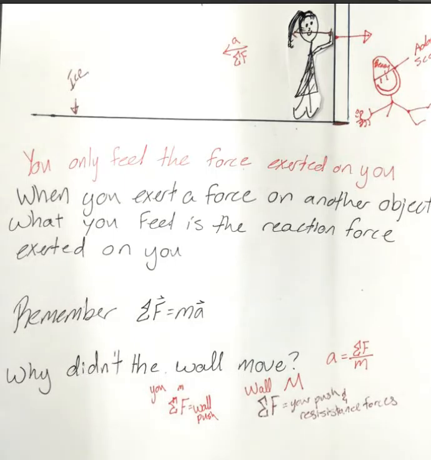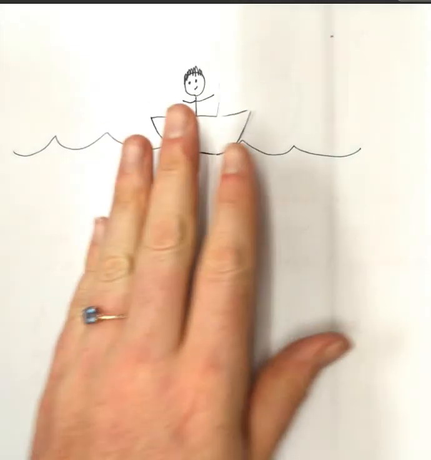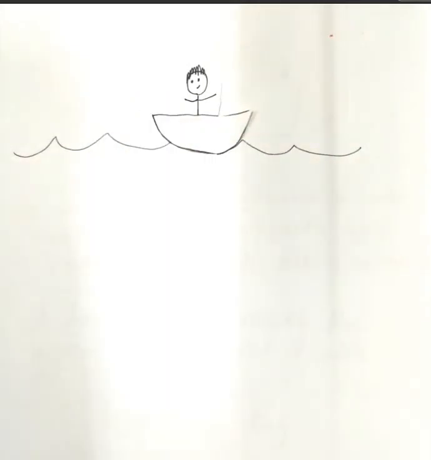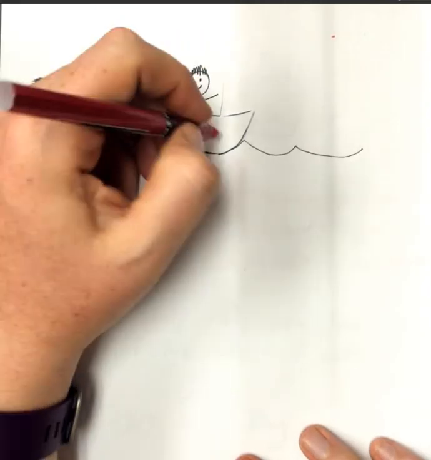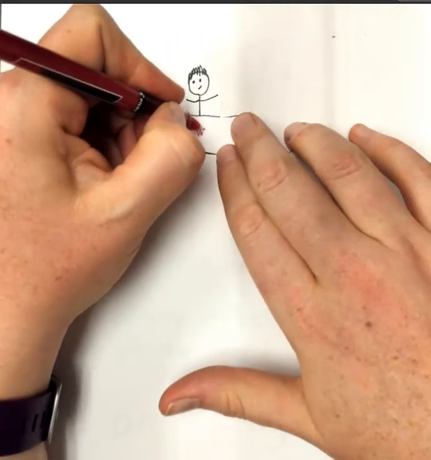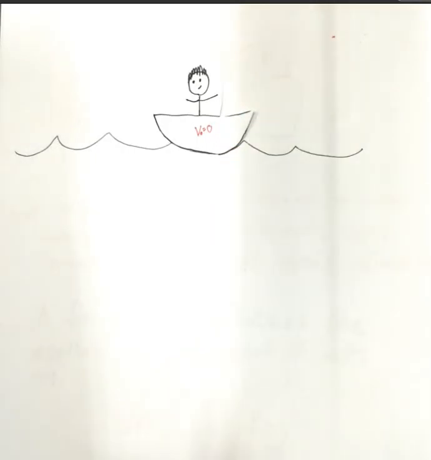So that means that we can take a look at multiple other situations where there are action-reaction force pairs. Take, for instance, a moment that you're boating in calm water, and we'll say that in this frame of reference your velocity is 0. You're just sitting there. Maybe you're fishing.